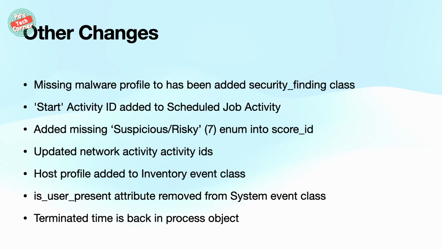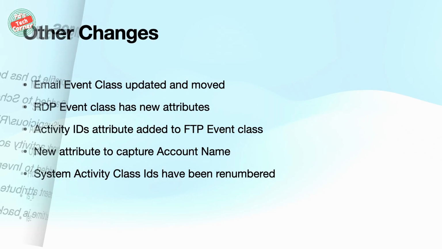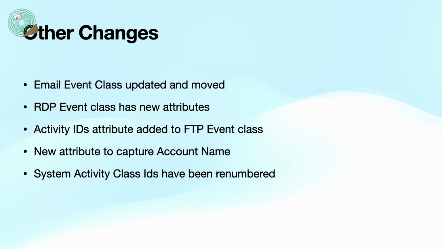Then the email event class has been updated. It included a couple of changes, for example, the host and malware profiles have been introduced or added to the email event class. Then there were certain duplicate IDs discovered across various email event classes, which have been resolved. Then they have been moved from the system category to the network category.